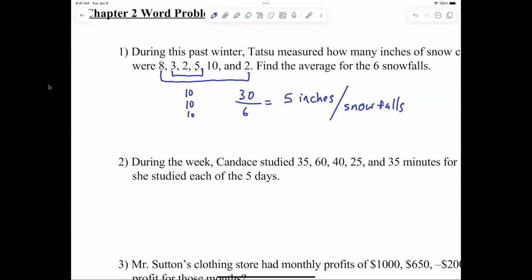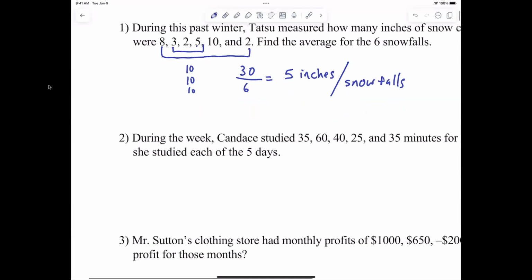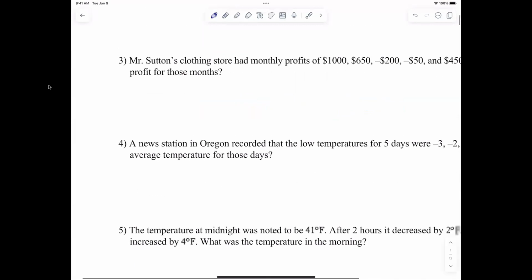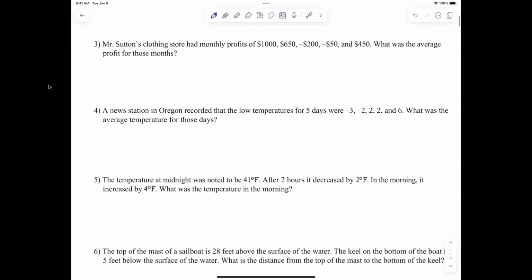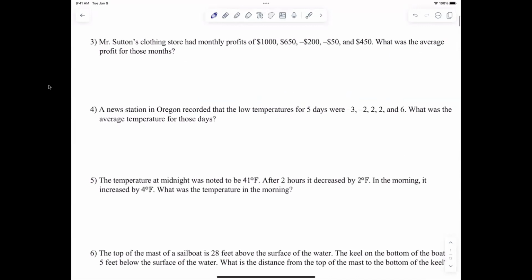All right, number 3. I'm going to go right around the room. Gage, what do we got? Number 3. We're going to do the odds this time. I'm jumping around. That's why I don't want you going anywhere else except here. Go. Mr. Thurston, the store had monthly profit of 1,650, -200, -50, and 450. What was the average profit for these months?